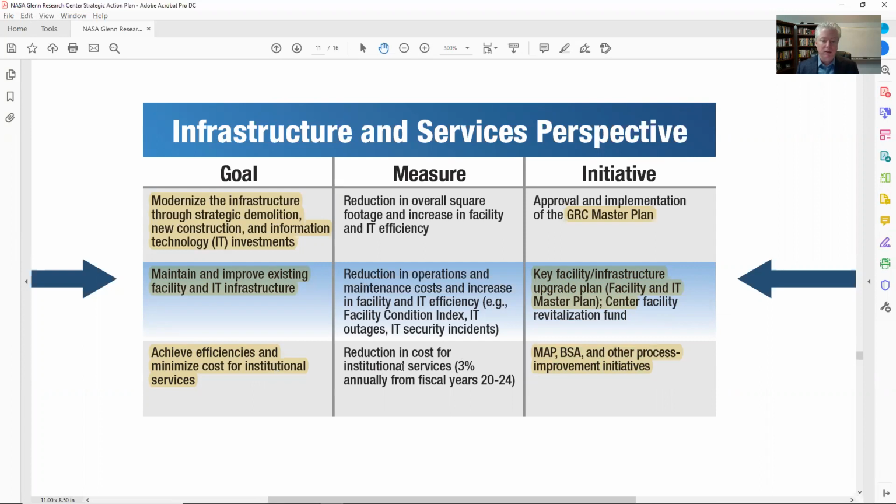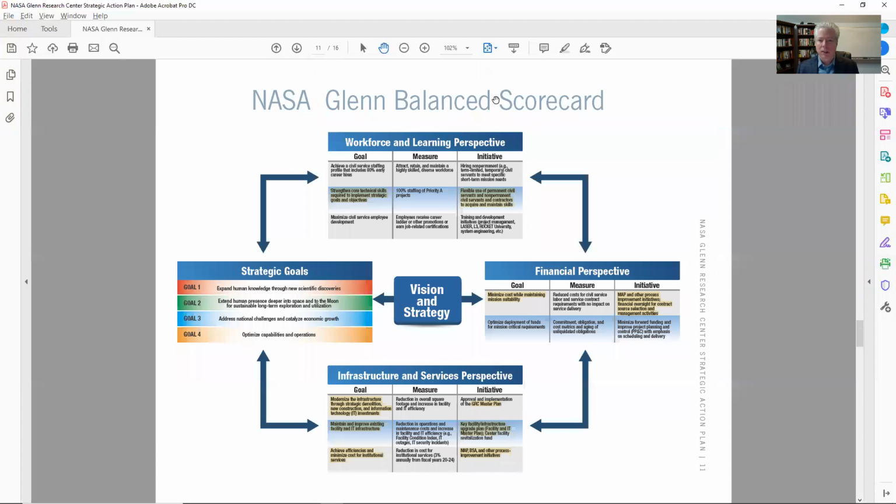But here they've got an actual number that they're trying to achieve for the next 5 years from 2020 to 2024: they want to reduce by 3%. Any document or any conversation my customer talks about, they should be talking about how they've helped do cost reduction for other customers. You want to highlight that. And that ties right back to an infrastructure and service perspective of this overall Glenn balanced scorecard, right? How they're going to be measuring themselves.